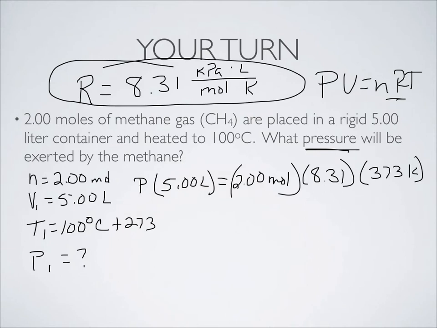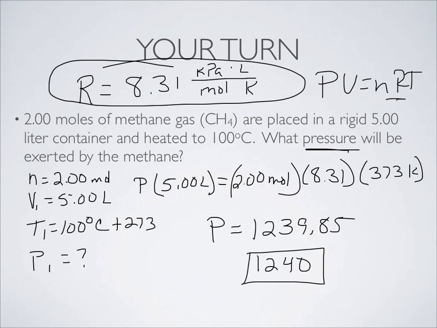And I'm going to take the right side, 2 times 8.31 times 373 divided by 5. And I get pressure equals 1239.85. If we go with significant digits, it looks like it'd be 1240. And that would be kilopascals.